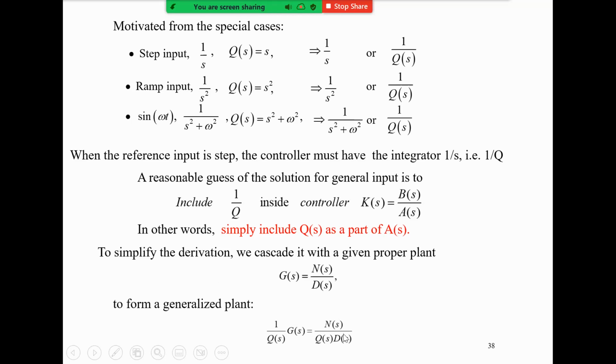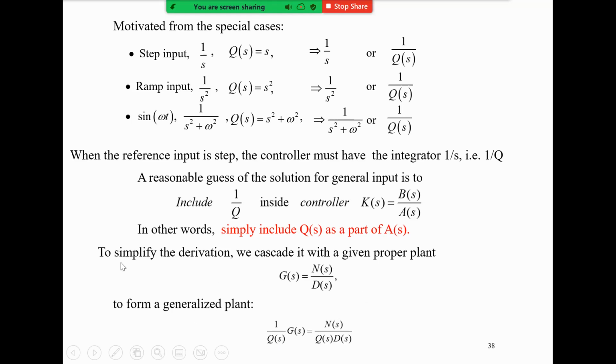Then, of course, don't get confused. We say this is a generalized plant because it is not the plant. The plant is N over D. We put this Q here just for us to derive the solution, to simplify the mathematical solution of the servo control problem. Okay.